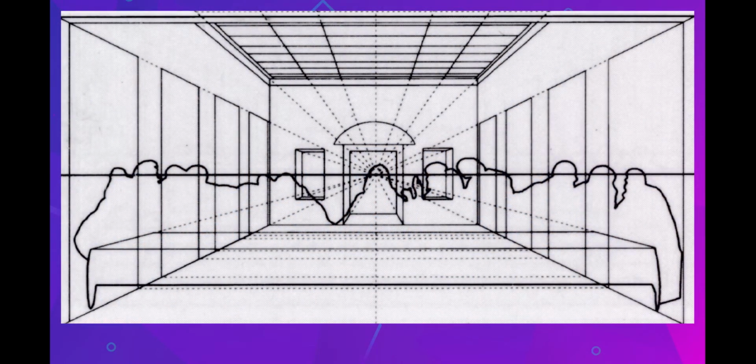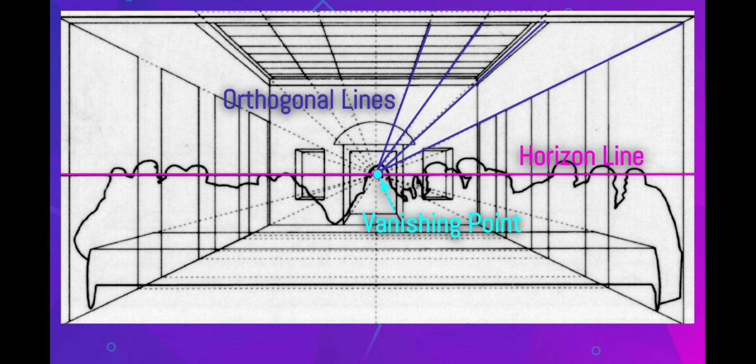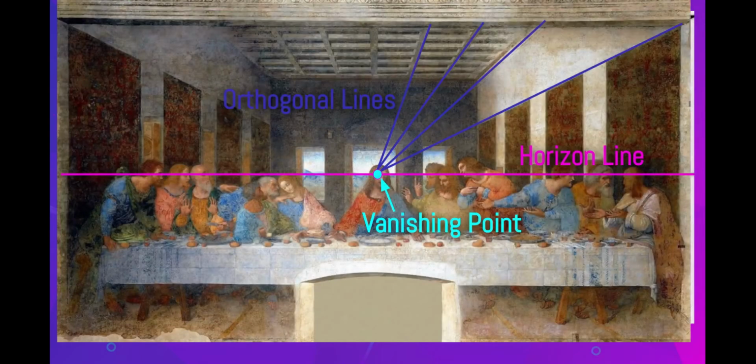This mural has a horizon line, a vanishing point, and orthogonal lines. In this painting, we represent space realistically because the room seems to get smaller as it goes back, and all of the lines, which we know would be straight lines, appear to converge on the vanishing point. This represents correct usage of one-point perspective.